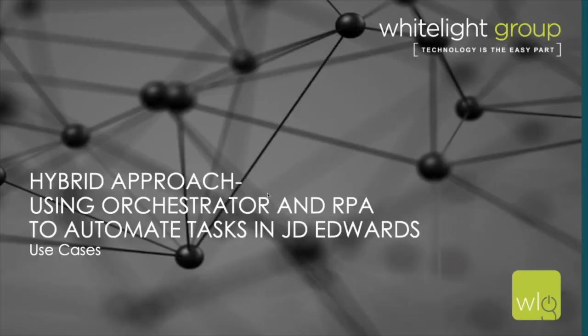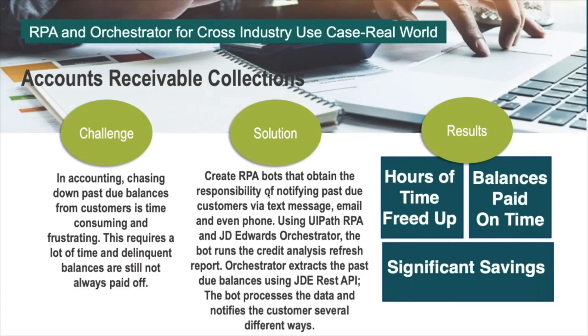Now we'll take a look at a couple of hybrid approaches using Orchestrator as well as JD Edwards. On this one, in accounts receivable collections, the situation was they were chasing down past due accounts. Instead of having somebody complete that task on a daily basis, they created a daily attended bot that sends out texts, emails, and phone calls along with voicemails for folks that are past due, whether you make that rule 60 days past due, 90 days past due, or the day they are past due. You can set those rules up, and the result was that it really decreased that workload, increased efficiency, and also improved the collection of their receivables.